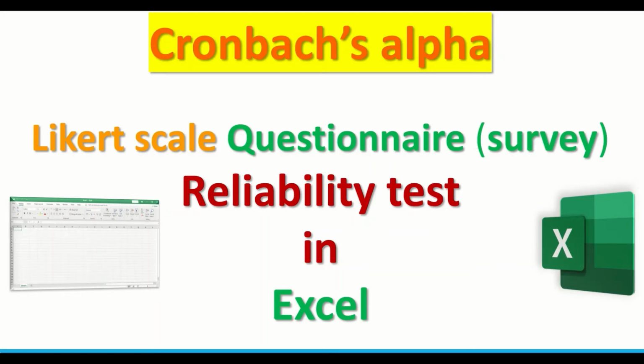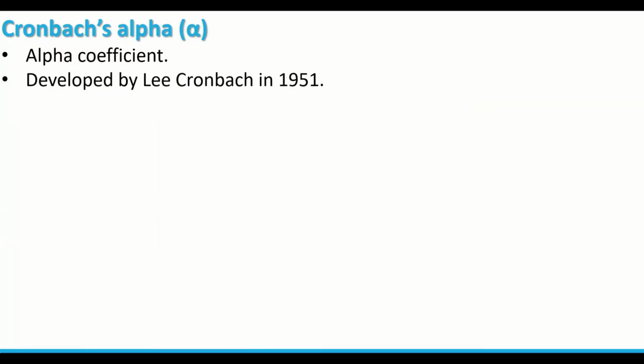Reliability test in Excel using Cronbach's alpha formula for a Likert scale that has 2 up to 11 points. So from 2 to 11 point Likert scale for a questionnaire or a survey. Cronbach's alpha, or alpha coefficient, was developed by Cronbach in 1951.